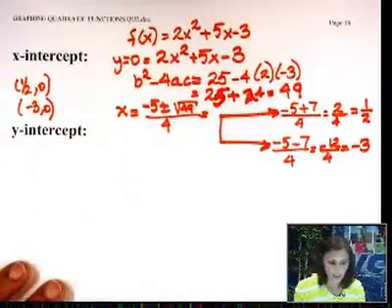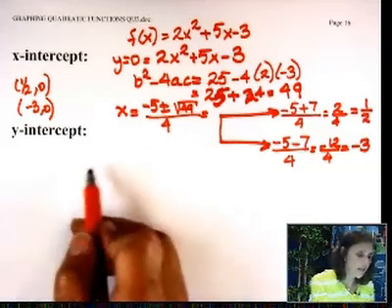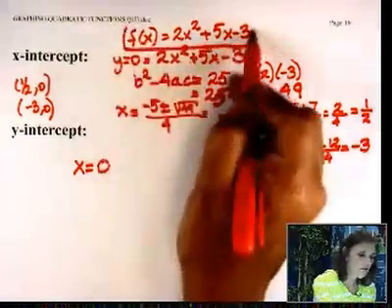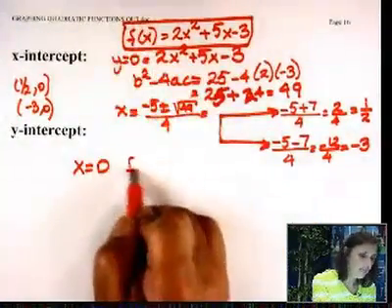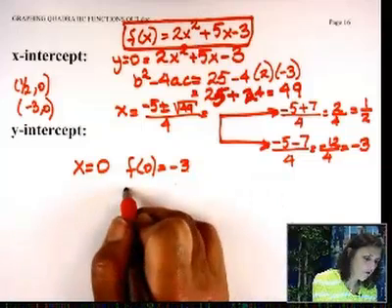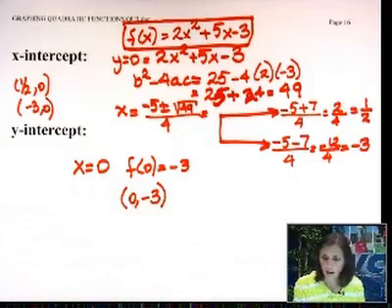Okay, well, let's find the y-intercept. How do I find the y-intercept? I set x to 0 in my original equation. F of 0 is going to be negative 3. So it's going to go over 0 and negative 3. All right.